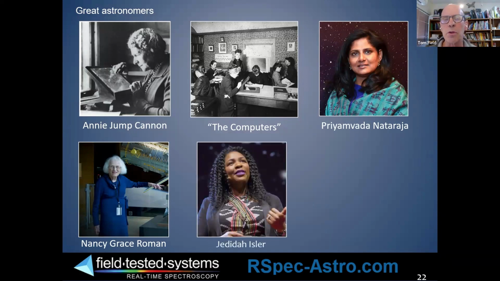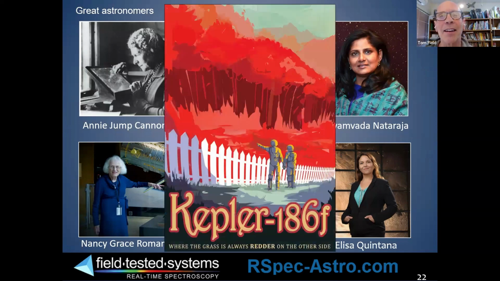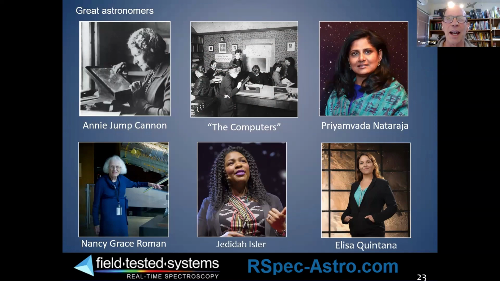Jedidah Isler was from Dartmouth, studying hyperactive black holes. And finally, Elisa Quintana studies exoplanets going around cooler red stars. What would it look like if you lived on a cooler red star? It might look like that, right? Because the predominant light is red, the plants are all going to evolve to be red, to absorb as much of that color as they can.